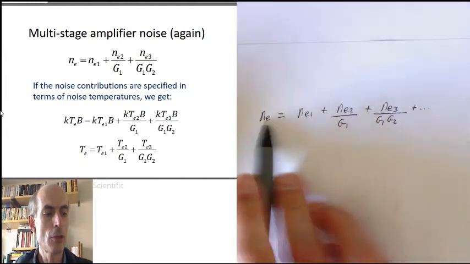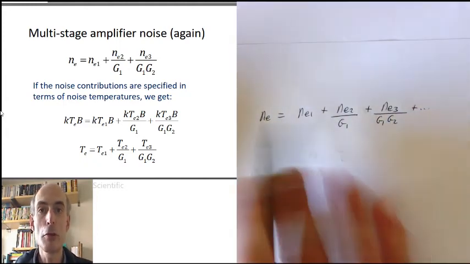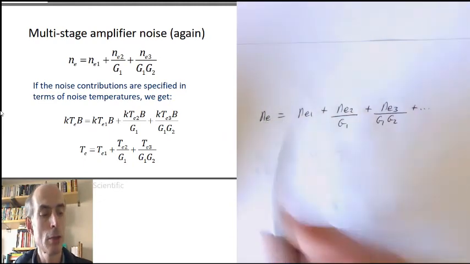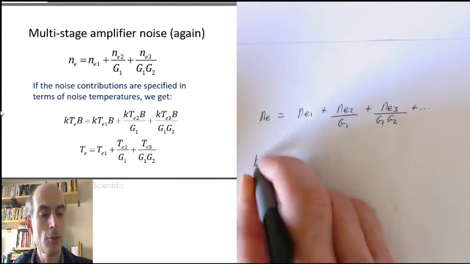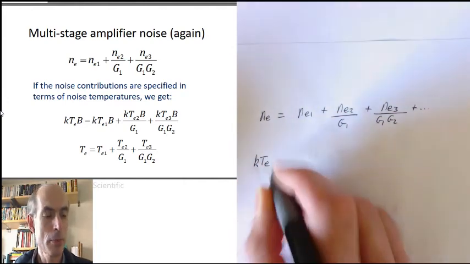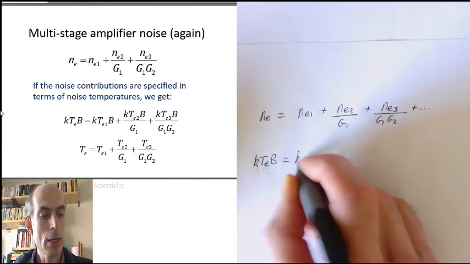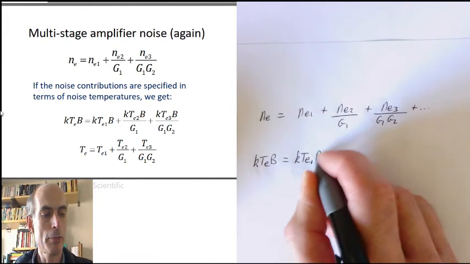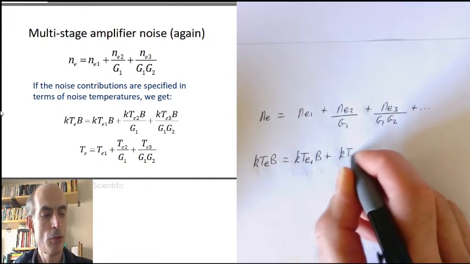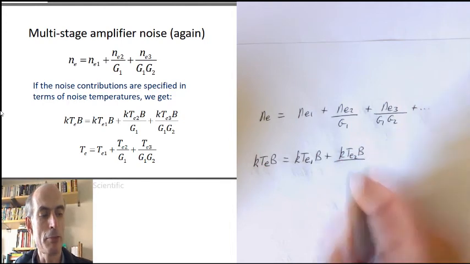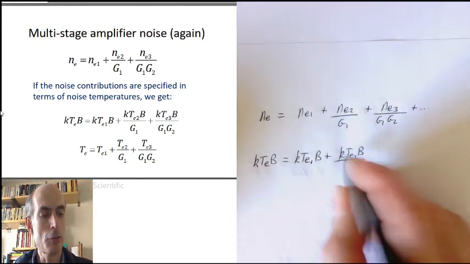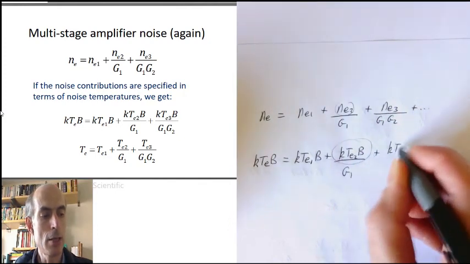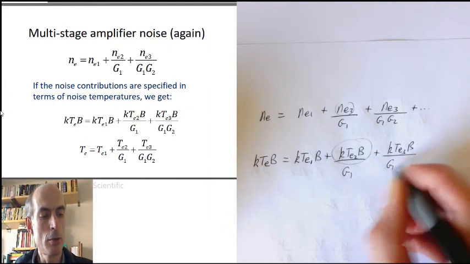We can write this in terms of noise temperatures rather than noise powers. Just noting that these equivalent input noise powers could be expressed as k times an equivalent noise temperature times B. That would be the equivalent noise temperature of the first stage of the amplifier plus the equivalent noise temperature of the second stage of the amplifier times kB, that gives me kTE2 B over G1 plus kTE3 B over G1 G2.